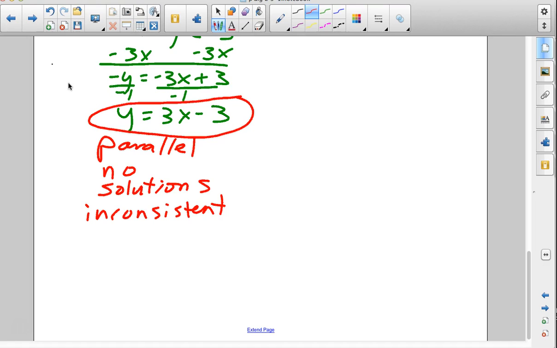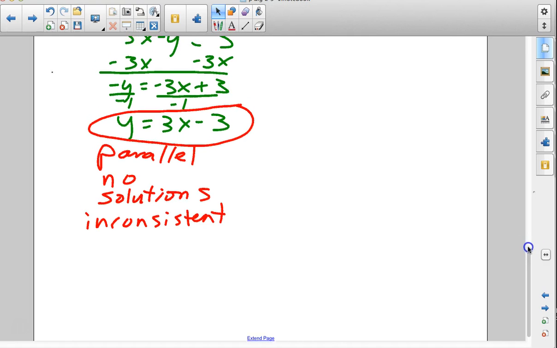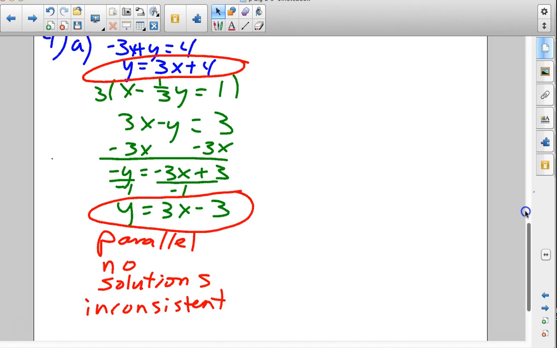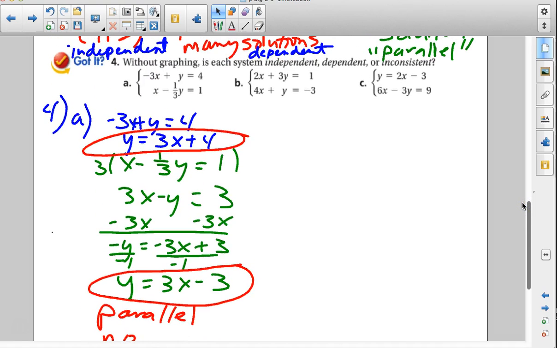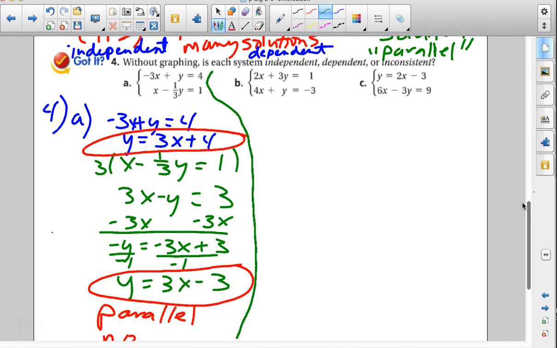So it's all about solving it for y and then taking a peek at it to see, is the slope the same? Is the slope and your y-intercept the same? And then what does that tell you as far as the vocabulary goes? So for B, we have 2x plus 3y equals 1. Tell me how to solve that for y.